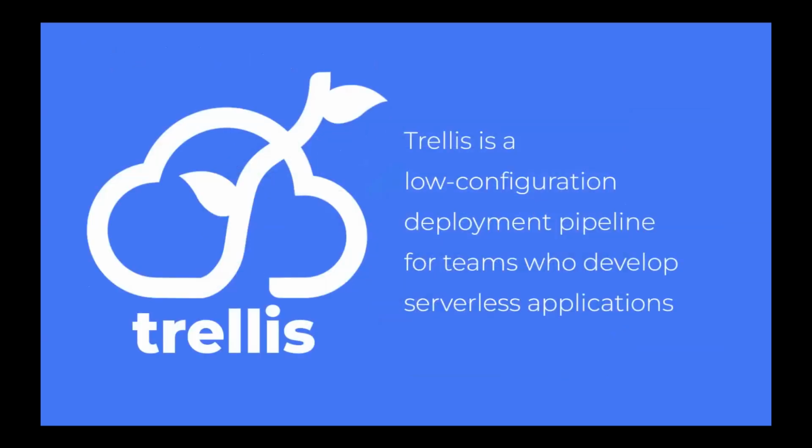Trellis is a low-config, continuous delivery deployment pipeline for teams who develop serverless applications on AWS. It simplifies automated deployment pipeline setup for teams that wish to focus on feature development rather than operations. Trellis users get a low config deployment pipeline and data control as an open source self-hosted application.